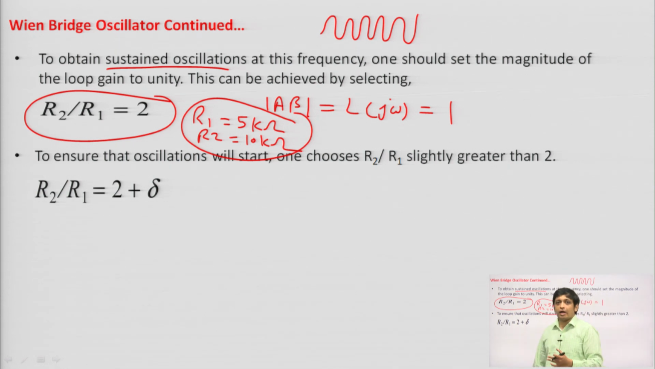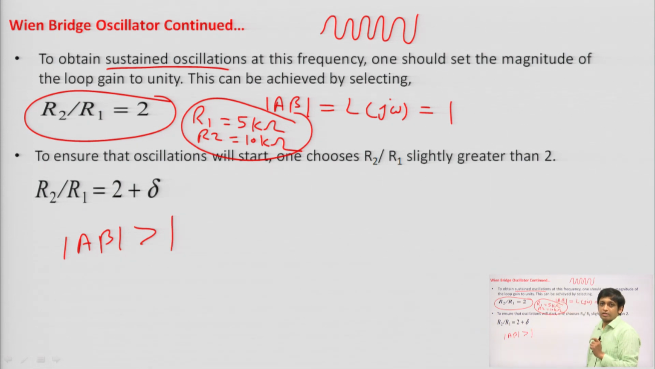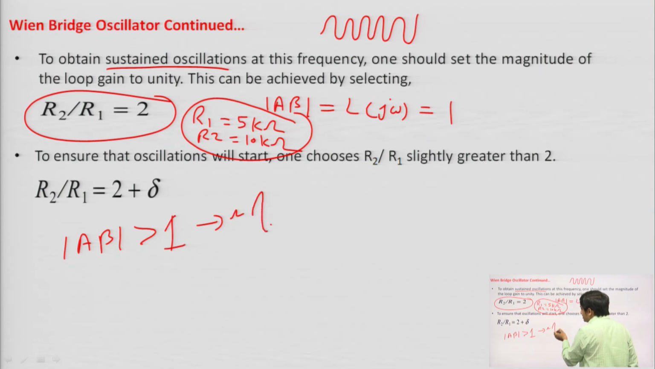So, we need to amplify that small noise voltage, and for that initially we set mod A beta greater than 1 for growing oscillations, because initially the amplitude is very small. We need to increase this amplitude, for that we have to set mod A beta greater than 1. But if mod A beta greater than 1 holds for all time, then we will get growing oscillations, your oscillations will keep growing. We do not want that. For that, what do we do? We use the limiter circuit in the Wien-Bridge oscillator also.